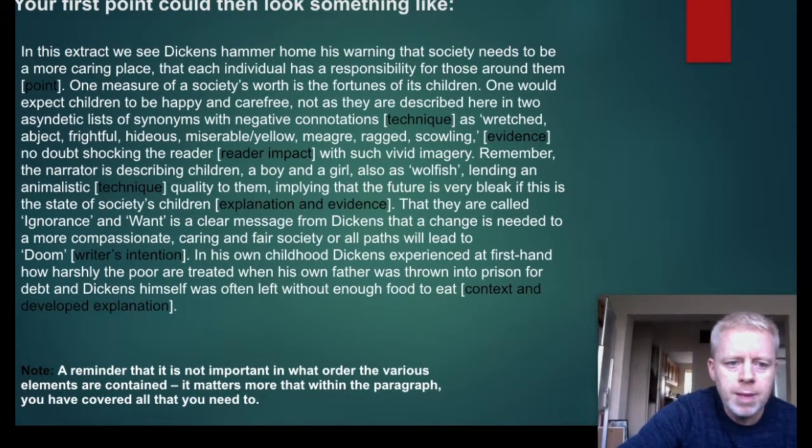The bits in black are the elements of the paragraph you need to include to allow the examiners to give you the top marks. In this extract, we see Dickens hammer home his warning that society needs to be a more caring place, that each individual has a responsibility for those around them. One measure of a society's worth is the fortunes of its children.